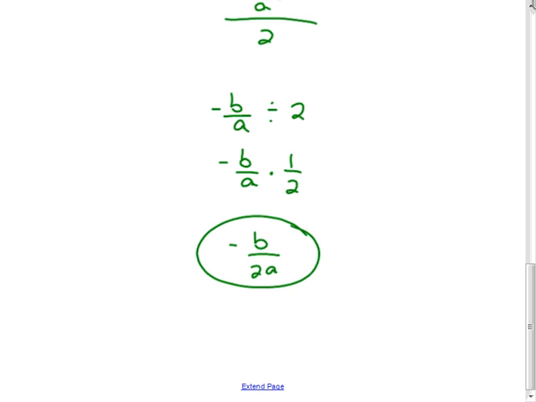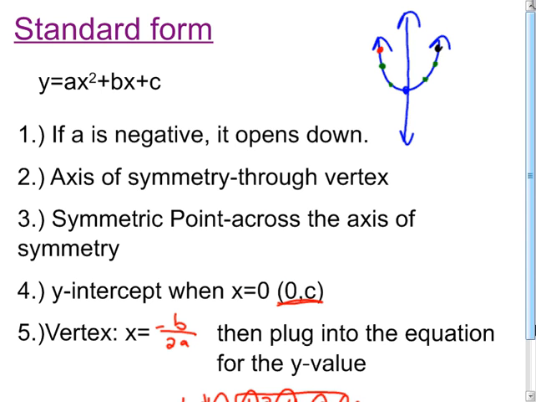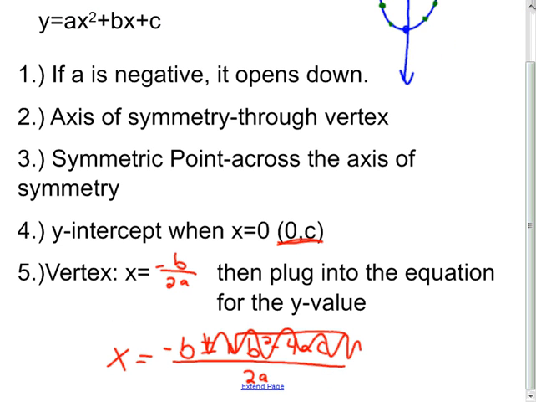A little bit in depth as to why it works, but part of the reason I wanted to show you that is I don't want you to just assume, oh, it's just this formula because my teacher told me. No, there's actually a process as to why this is the value of your vertex. So once you get that x value of your vertex, you have to plug it back in because the vertex is a coordinate point. It's on a coordinate plane. So make sure you then plug that in and get your value.